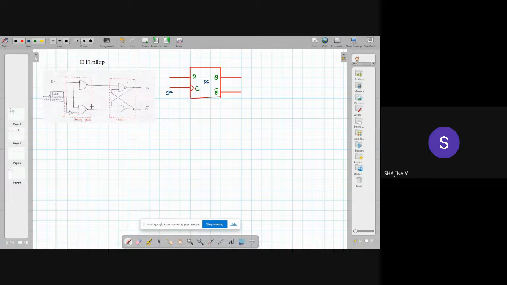diagram. You can see it is similar to the SR flip-flop. The only difference is that for the SR flip-flop you have two inputs, one given to the first NAND gate and the second given to the second NAND gate. Here we have only one input. So for the second NAND gate we are complementing that D input and giving it to the second NAND gate. So that is the only difference. You will not find the structure difficult to learn.